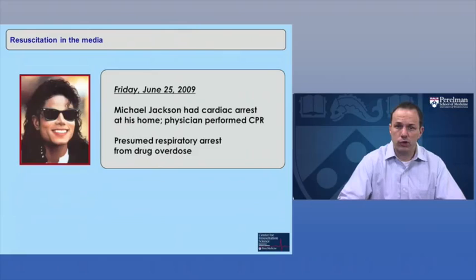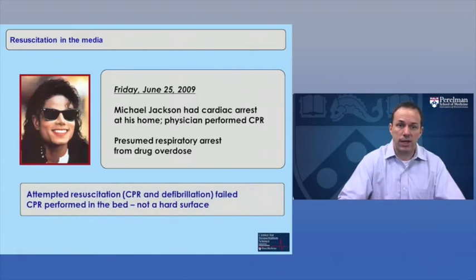Michael Jackson's death was also a tragedy. He also was young and also still very productive in the music world. However, his cardiac arrest was somewhat complicated in that it was presumed from a respiratory cause, from a drug overdose. And this is a very complicated topic that, again, has been much in the media and is the subject of much legal action as well. So we're not here to talk about the details or alleged details of his cardiac arrest.